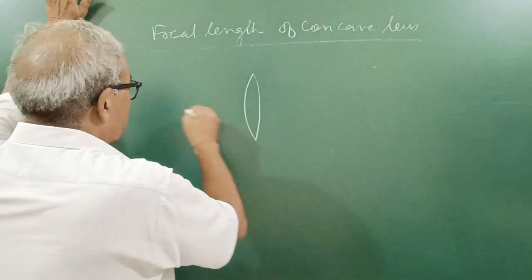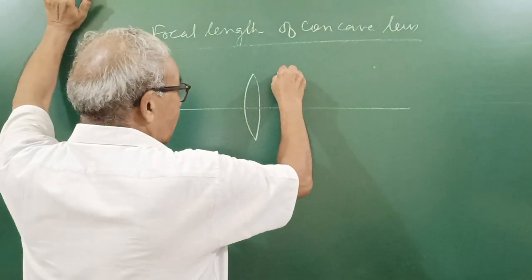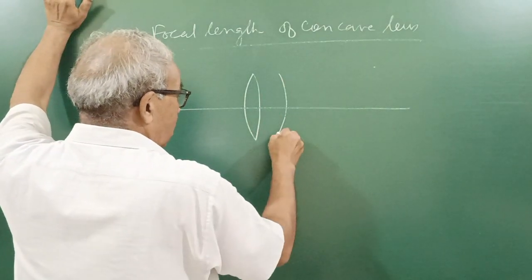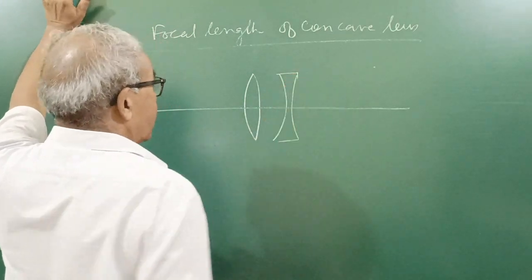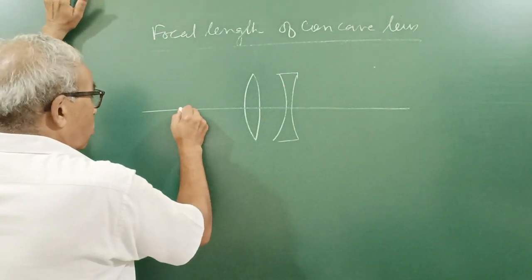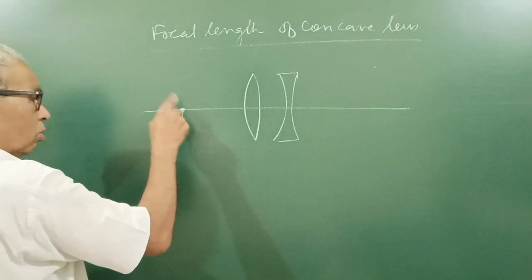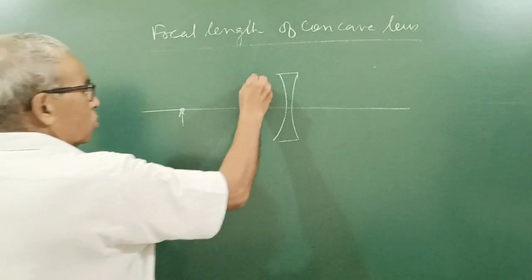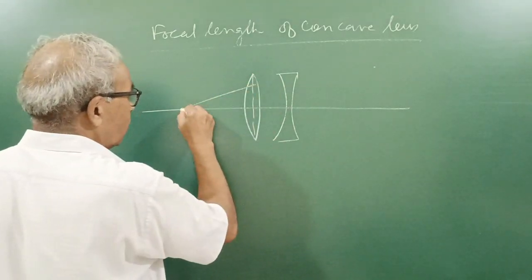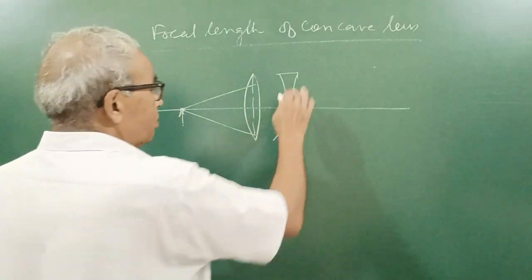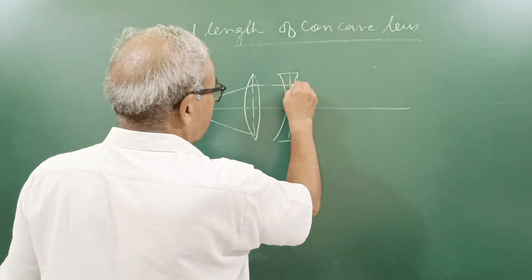Actually, we put a convex lens and a concave lens coaxially on the same principal axis. Now put the object here. I write only a point. So this is the convex lens. So the ray starts from here. If this lens had not been there, then the ray would have gone like this.